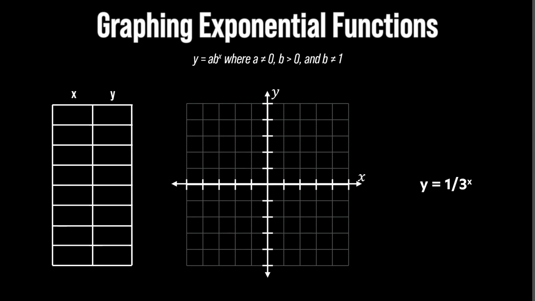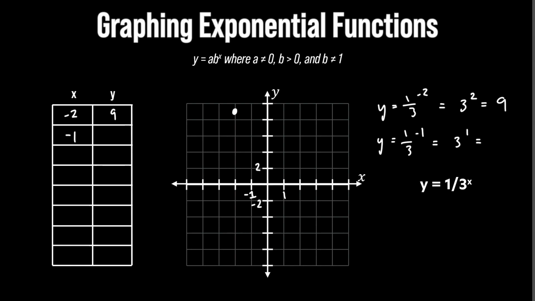Now let's plot some of the values for this graph. If we have x = -2, we're going to have y = (1/3) to the -2. This is equal to 3 to the second power, which is equal to 9. So at -2, we're going to have a value of 9. How about -1? If we plug in -1, we're going to have (1/3) to the -1 power, which is equal to 3 to the first power, which is equal to 3. So at -1, we're going to have a value of 3.